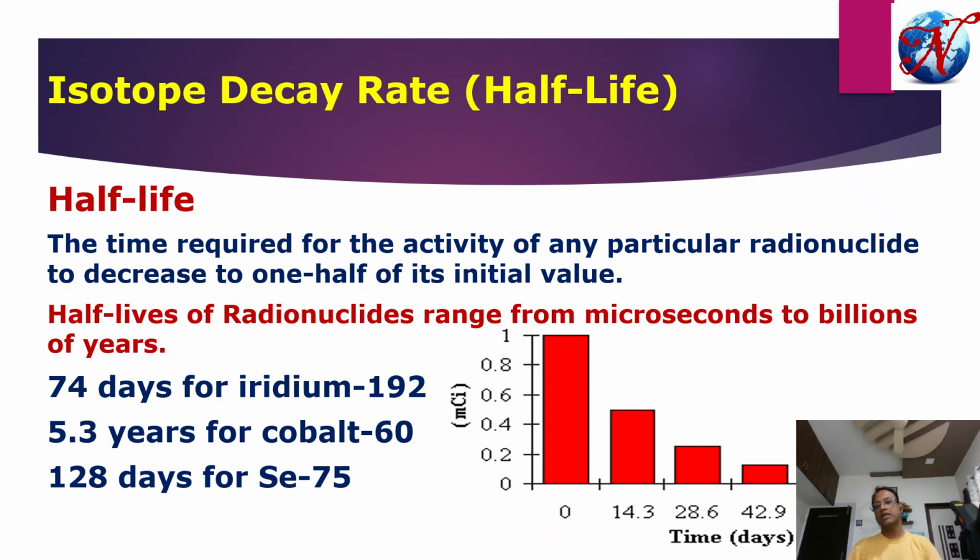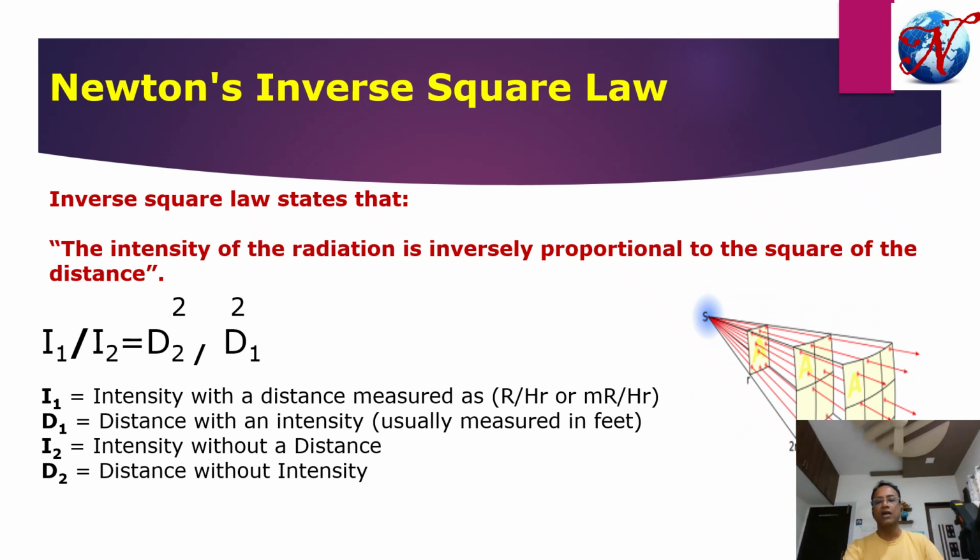All radioisotopes have a decay constant, and the decay rate is denoted by its half-life. Each individual radioisotope has a half-life, which means the time duration in which the activity of the radiation source is reduced to half. If the activity is reduced to half, the radiation intensity will be reduced accordingly. Iridium 192 has a 74 days half-life, cobalt 60 has a 5.3 years half-life, and selenium 75 has a 128 days half-life.